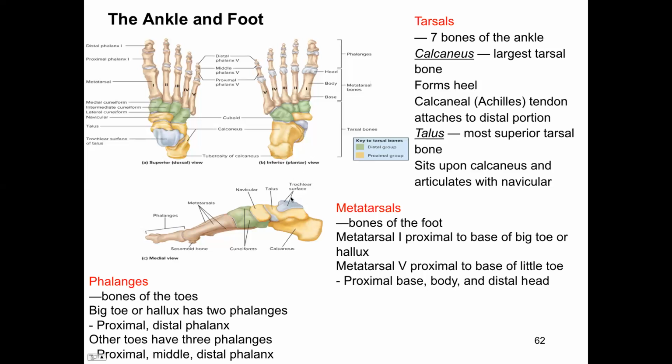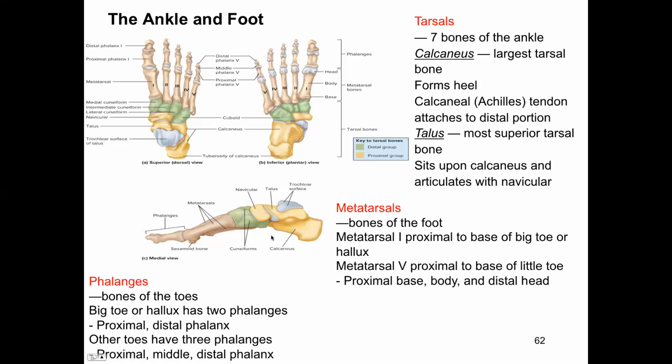And so remember, look at this. Here's your tibia. It's articulating with the talus, which is the most superior. Inferior to that is the calcaneus, which makes up the heel. And then you have your navicular, which is connecting you now to the more distal row of these 4 bones here. So you've only got 7 tarsal bones. So hopefully that helps you.